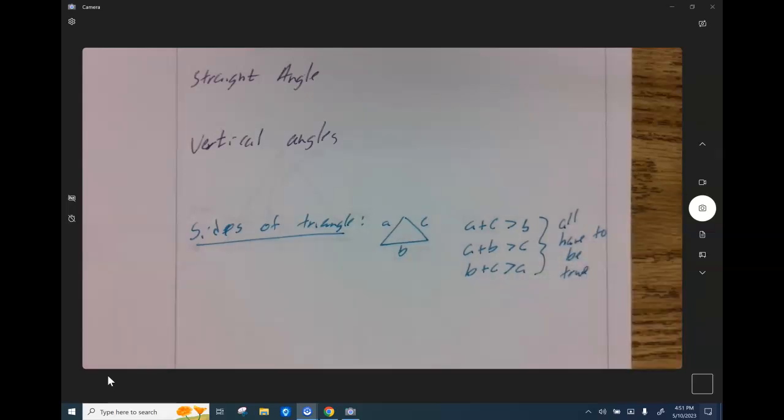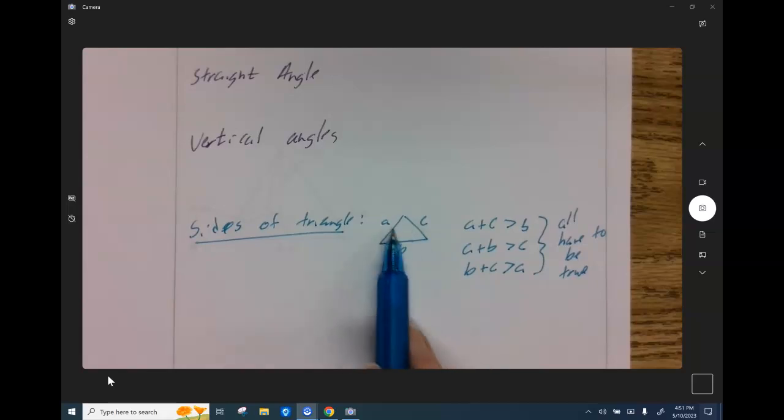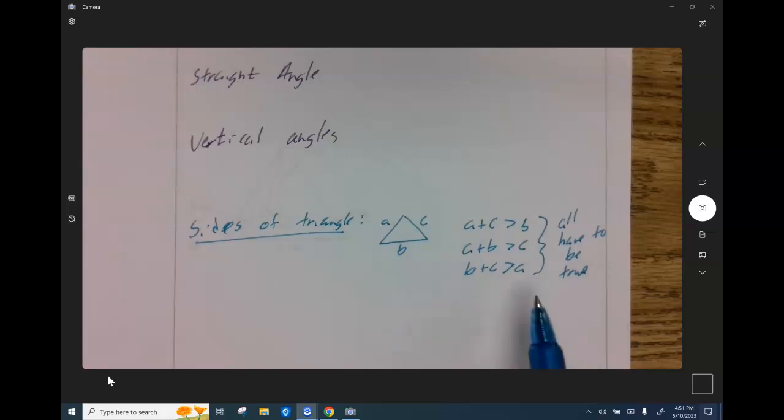Okay? So let's put that in words. So that's what you're going to basically be always using. Add two sides, set it equal to the third. Add two sides, greater than, not equal. It has to be greater than, notice.